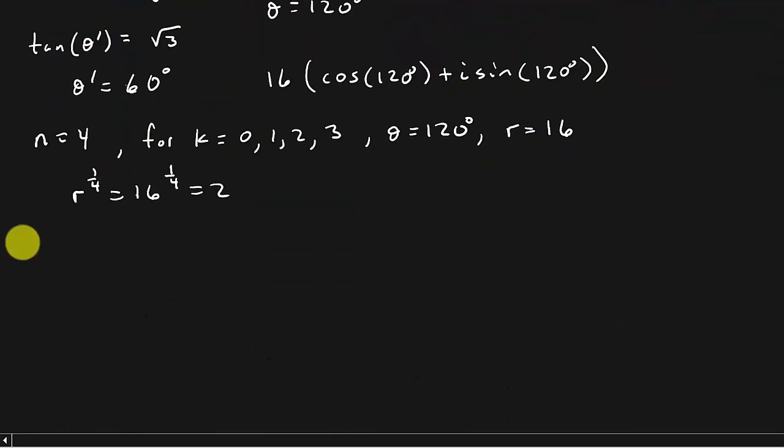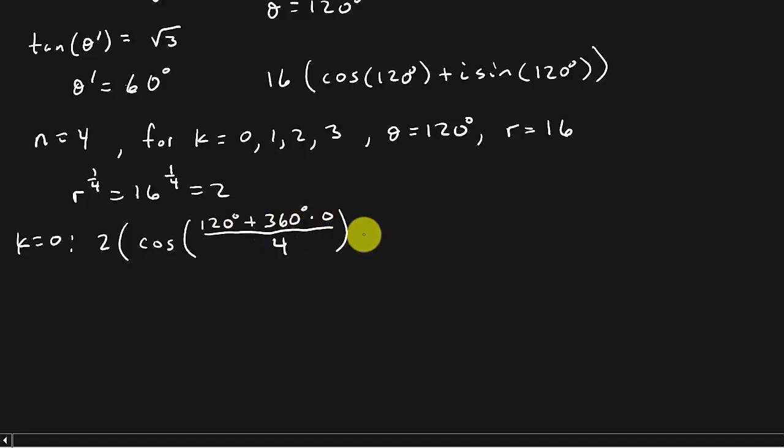All right. So for k equal 0, that's going to be 2, that's what we're doing right here, the fourth root of 16, times cosine of theta, which is 120, plus 360 times 0 over n, plus sine of 120 plus 360 times 0 over n. That's when k is 0.